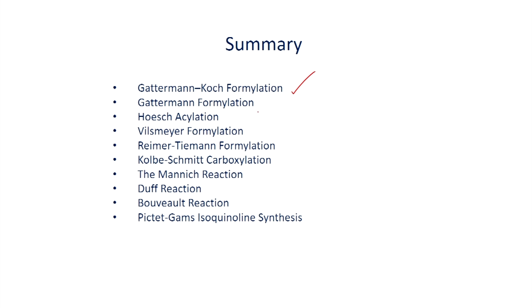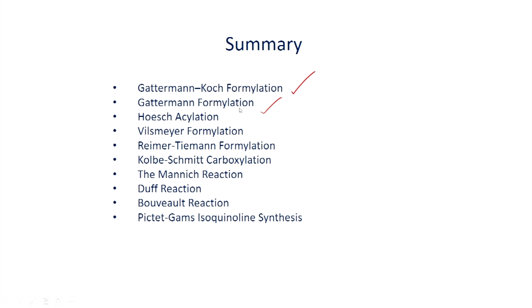Then we have seen the Gattermann formylation. Here the difference is that, in place of carbon monoxide, we use HCN, and you form the nitrilium cation, which undergoes addition reaction to give the imine derivative. When you do the hydrolysis, you will be able to get the aromatic aldehyde. Then we have seen the Hoesch acylation, where in place of HCN they have used acetonitrile, hydrochloric acid or Lewis acid. You can try to introduce the aldehyde functional group.